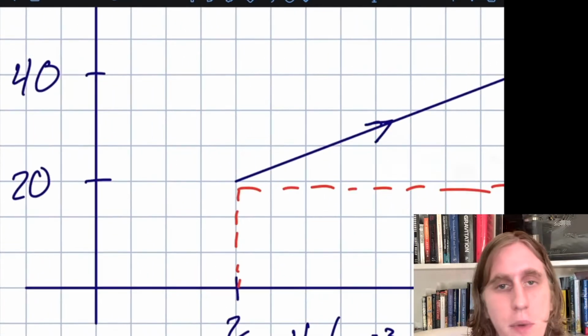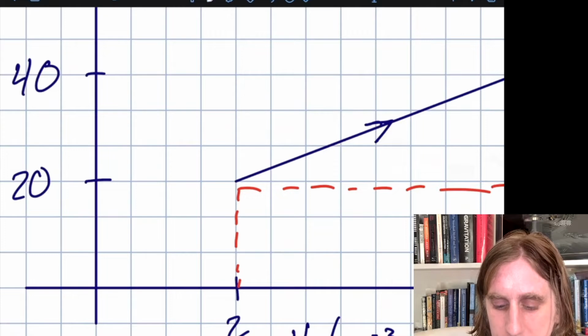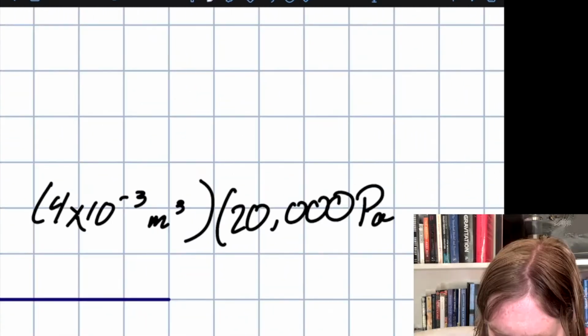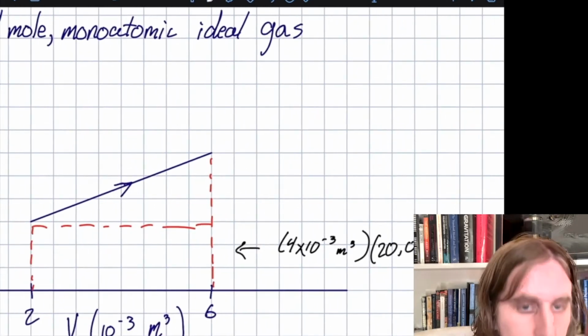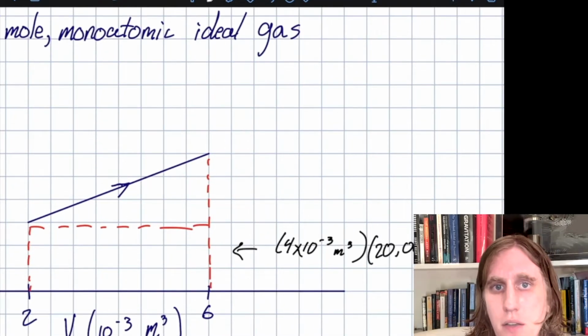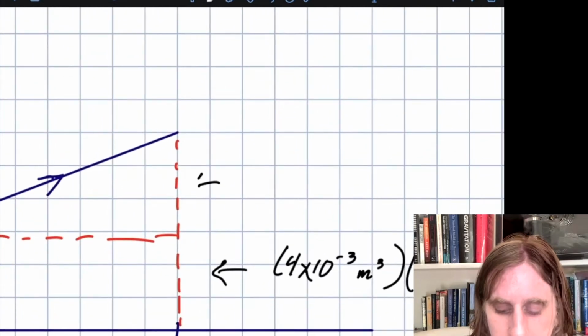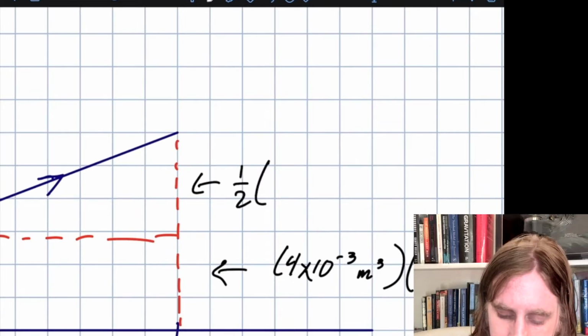So the height of our rectangle is 20,000 pascals. And what about our triangle? Well, the area of a triangle is 1/2 times the triangle's width times the triangle's height. The width of the triangle is exactly the same as the width of the rectangle.